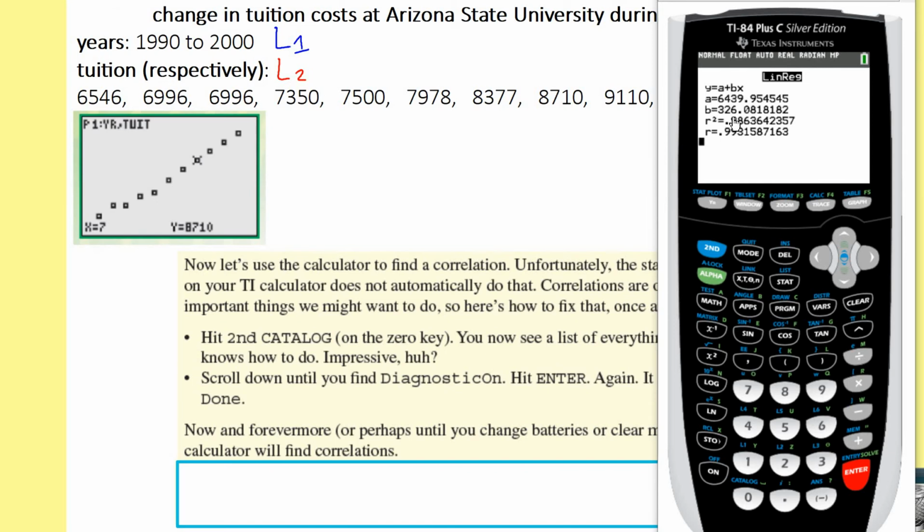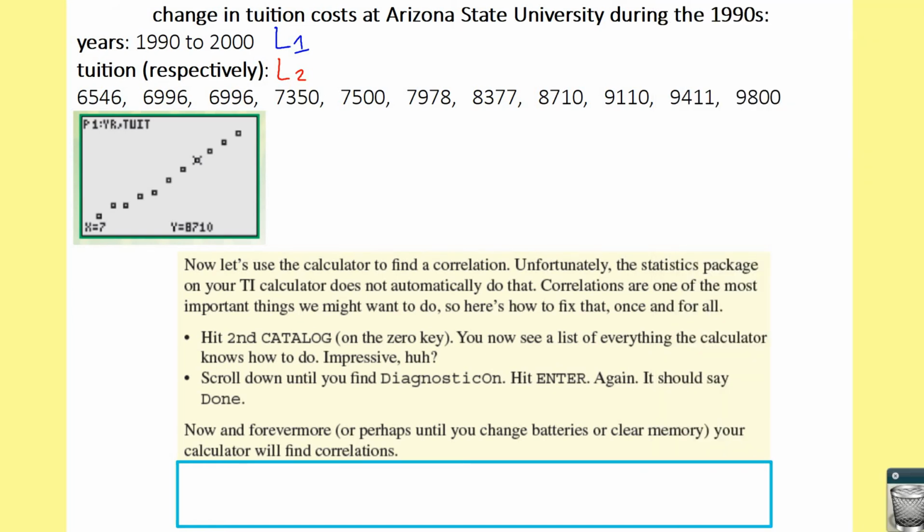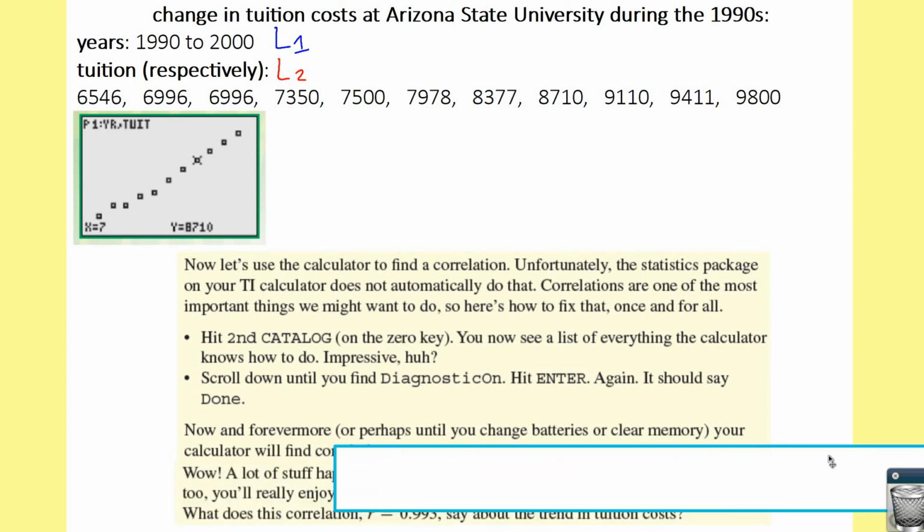And now it gives us everything, even the line that goes through the data, and it gives us r. r is what's important here. It's a 0.993 relationship, so that's a very strong relationship between the years and the tuition. It's a steady increase, probably due to inflation, but I can't really say unless I actually see the data. So that was a lot of stuff.